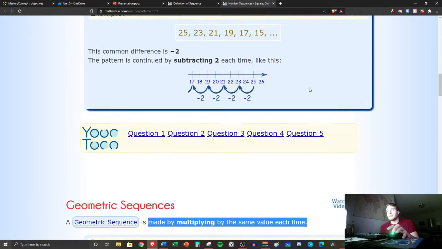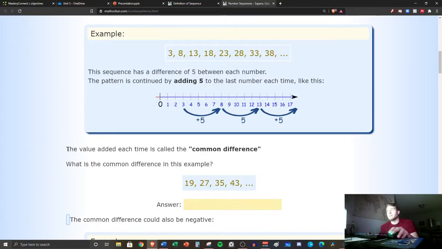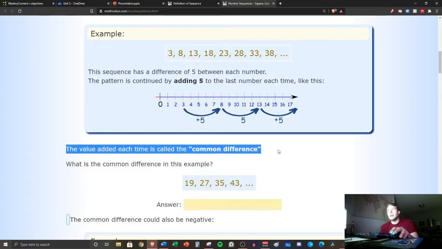Underneath arithmetic sequence, go ahead and write this. The value added each time is called the common difference, okay? So even though difference makes us think of subtracting, sometimes you can subtract, and that's still an arithmetic sequence. You're adding a negative number is kind of what that would be. But we always call it the common difference. So go ahead and write this down under arithmetic for me.